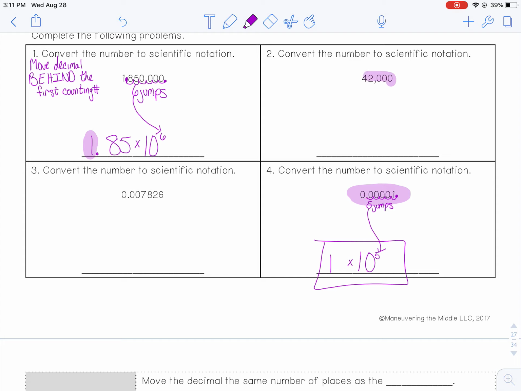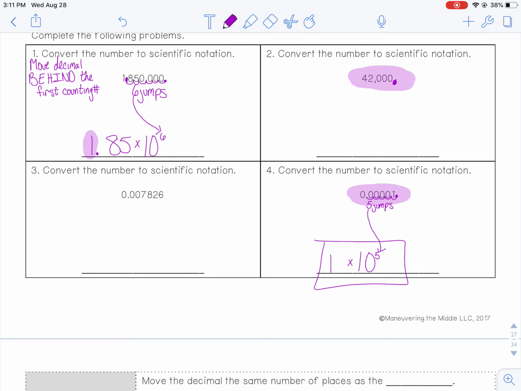It is going to ask you to work out number 2 on your paper and then tell me part of the question. I might ask you for the whole answer. I might just ask you for the exponent. I might just ask you for the decimal number. I'm taking my decimal from the end and I'm moving it behind the first counting number.